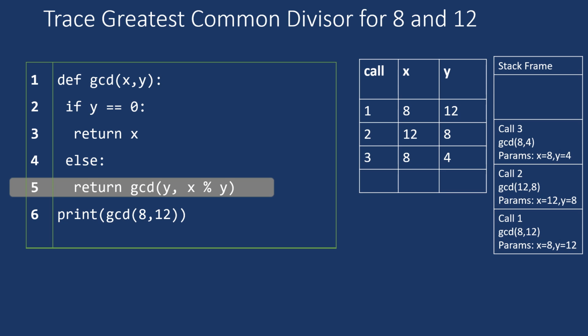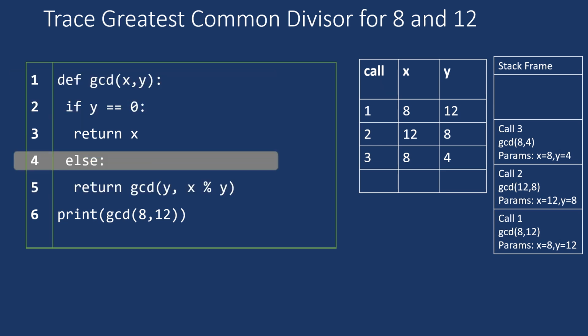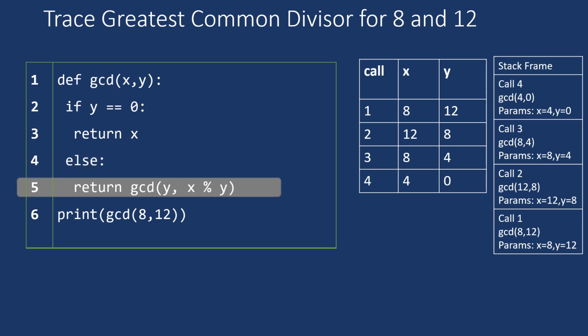So now we're into call 3. Again, y doesn't equal 0. So again, we go into the else clause, and again, we make another call to GCD. Now this time, y is 4, and because 8 mod y is 0, y becomes 0.